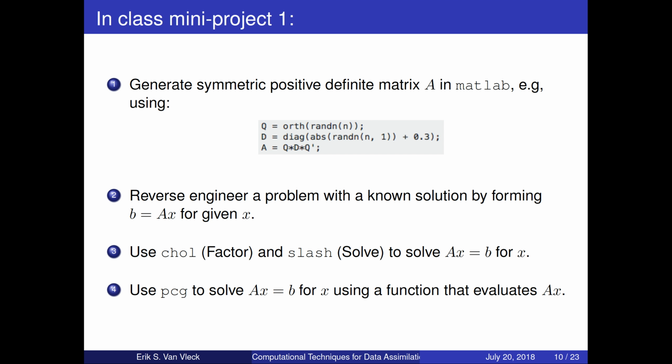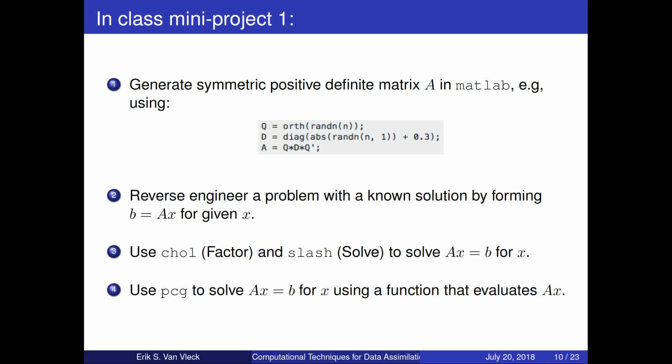So here's our first mini project. In the first mini project, we're going to make a symmetric positive definite matrix, for example, using the code fragment here, and we're going to reverse engineer a problem with a known solution by picking x and then forming b as b equal A times x. For example, you could pick the vector of all ones or a unit vector, anything you wish for x. So this way you know what the exact answer is.